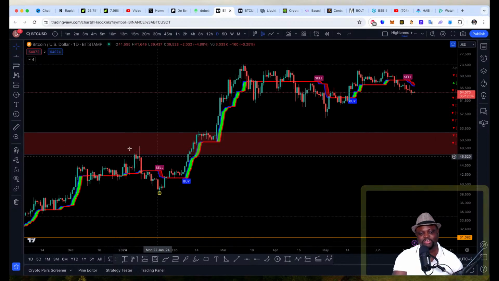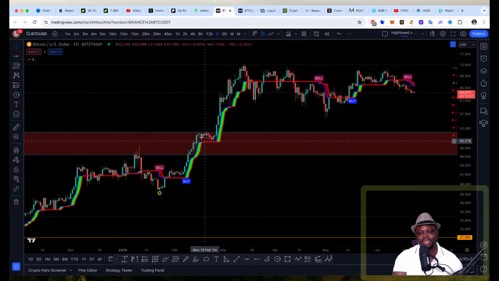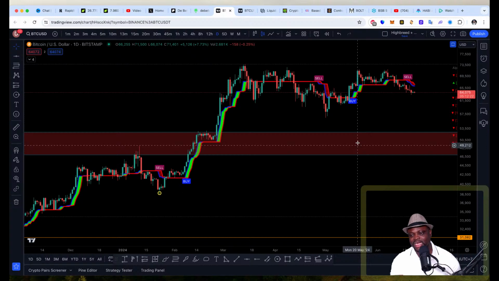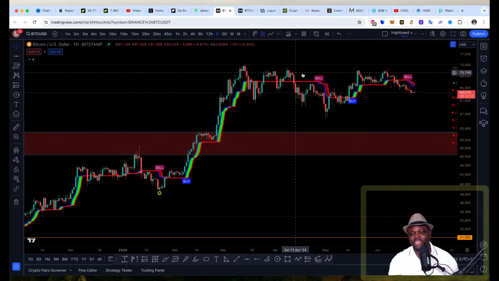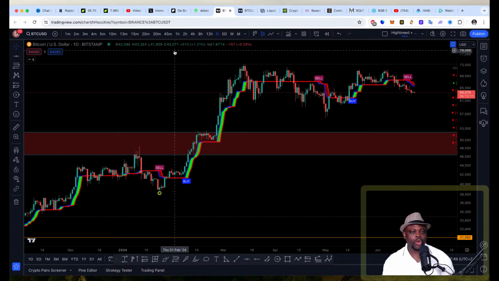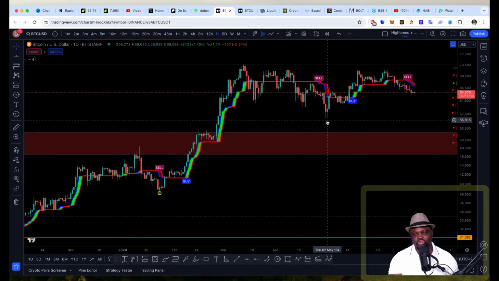Price broke this structure, this zone here, and we saw a minor retracement, but it was still above this zone because price had broken it. Now we are expecting price to at least come back to this area, around 50K, and you can see price has rejected this zone multiple times. Those who trade lower time frames take advantage of such movement.